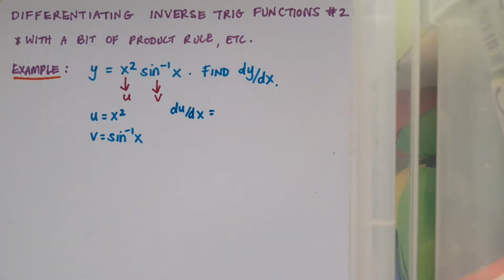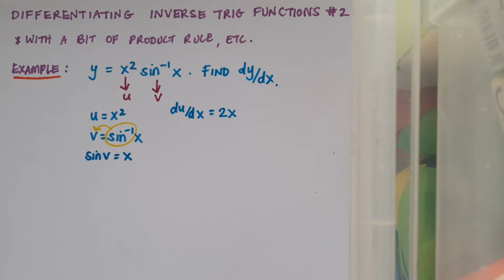Well, it's easy to get the du/dx. That's simply a question of differentiating x squared, and that'll give me 2x. But the v equals sine inverse x will take a little bit more work. And just like in previous questions, I'm going to start by bringing that sine inverse over to the left. Now I'm not differentiating yet, I'm just setting myself up in such a way that I can differentiate this particular equation.